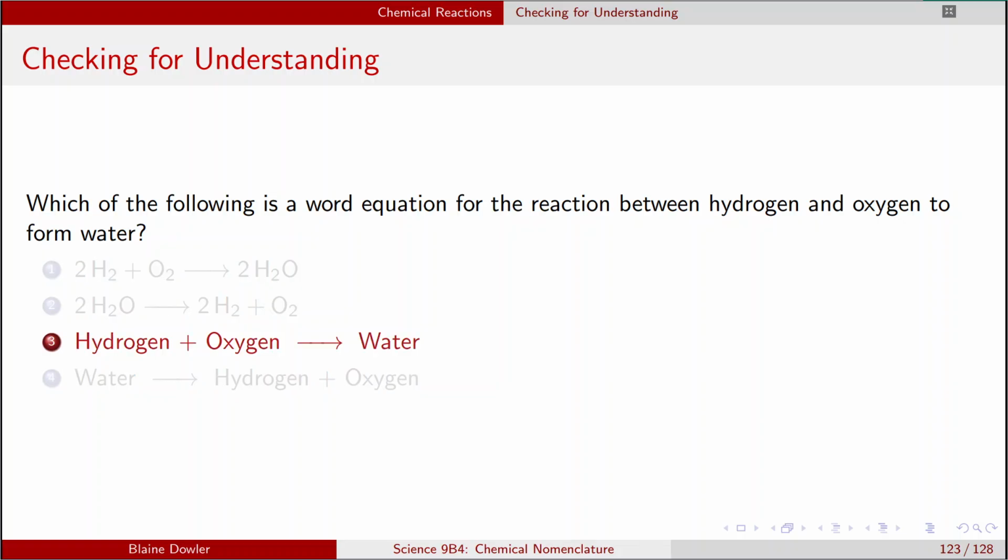It is our third option. The first option is also correct in terms of representing the reaction, but we were specifically asked for a word equation and not the chemical equation.